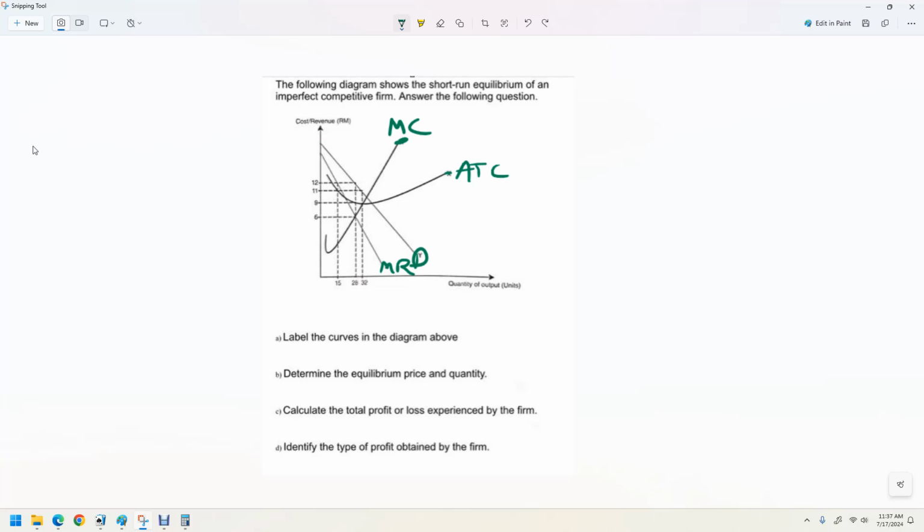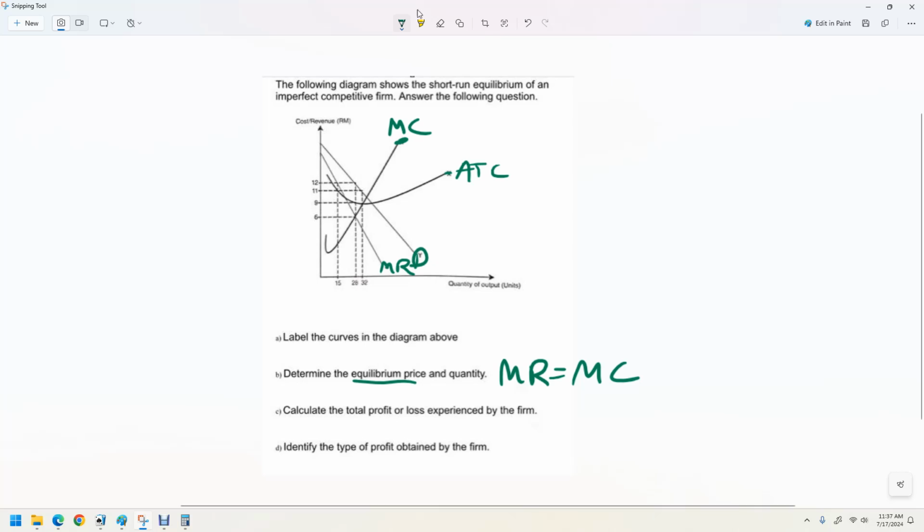Okay, so determine the equilibrium price and quantity. Well, it's not really an equilibrium. It's just a choice that the producer is going to make. We're going to produce to where marginal revenue equals marginal cost. You can find that by going down the marginal revenue curve and stopping where it hits marginal cost, or you can go up the marginal cost curve and stop where it hits marginal revenue. So it's right there.